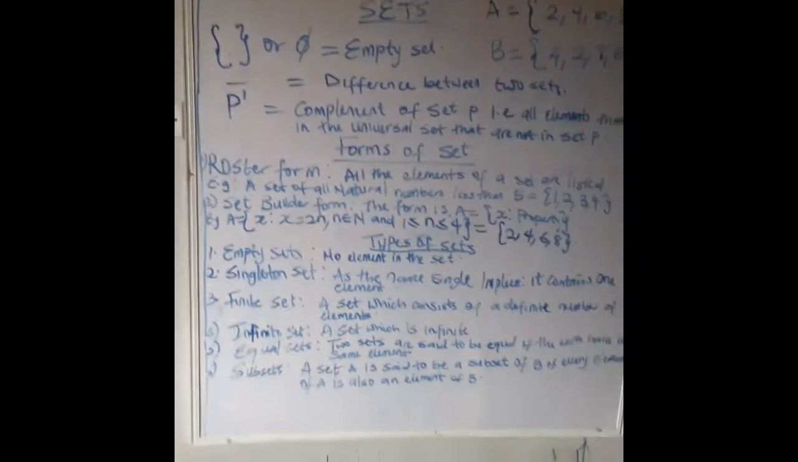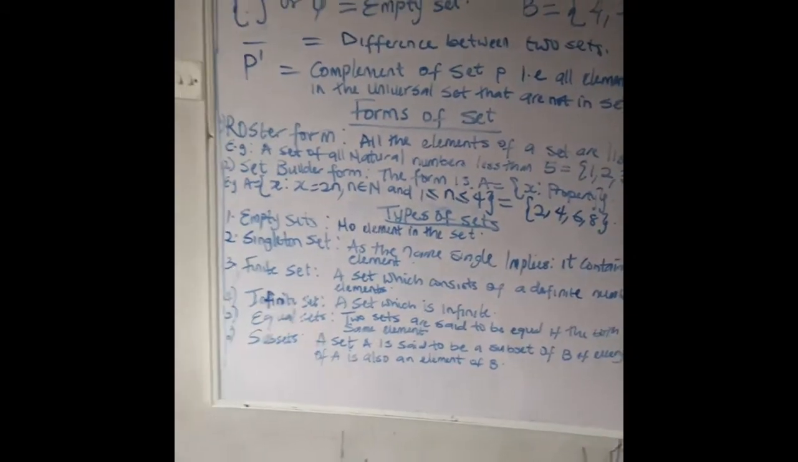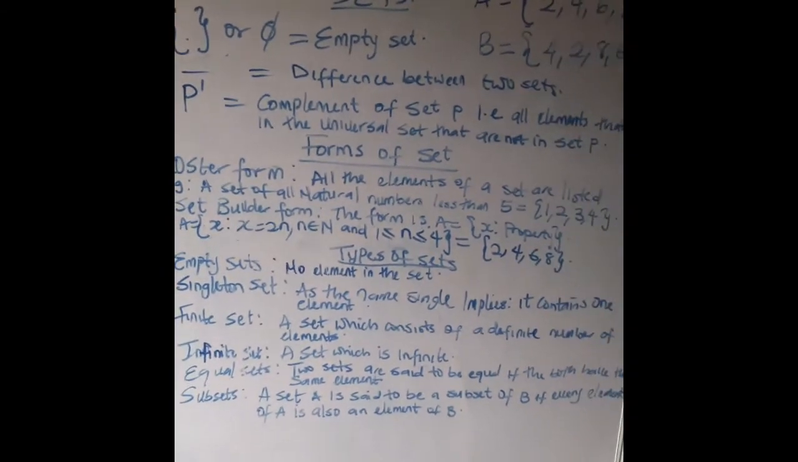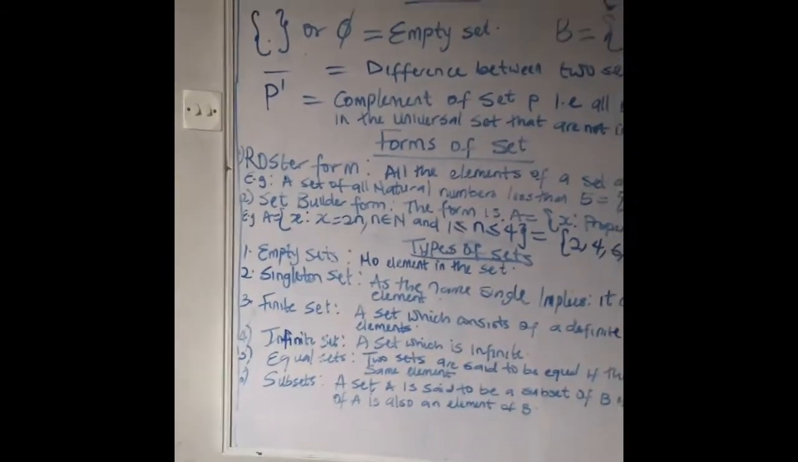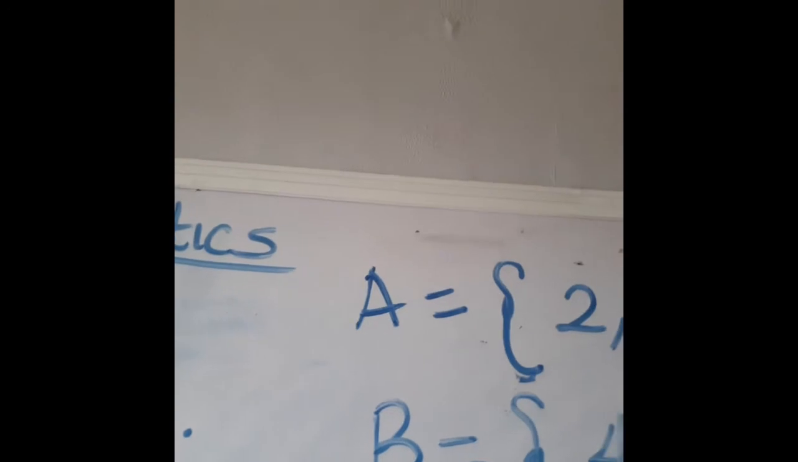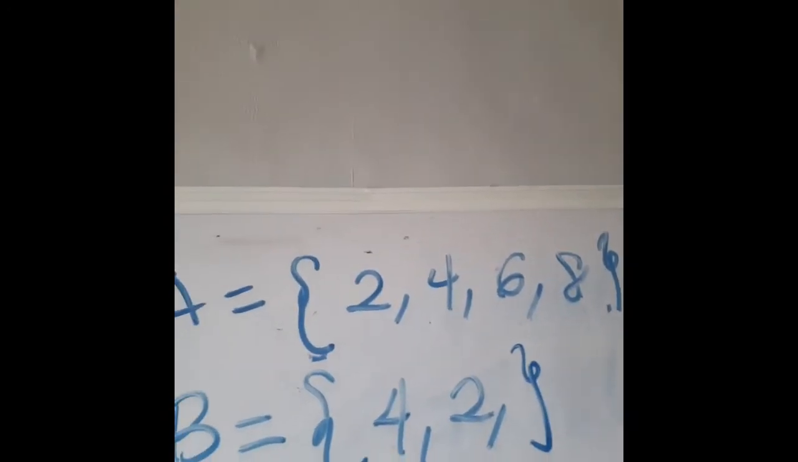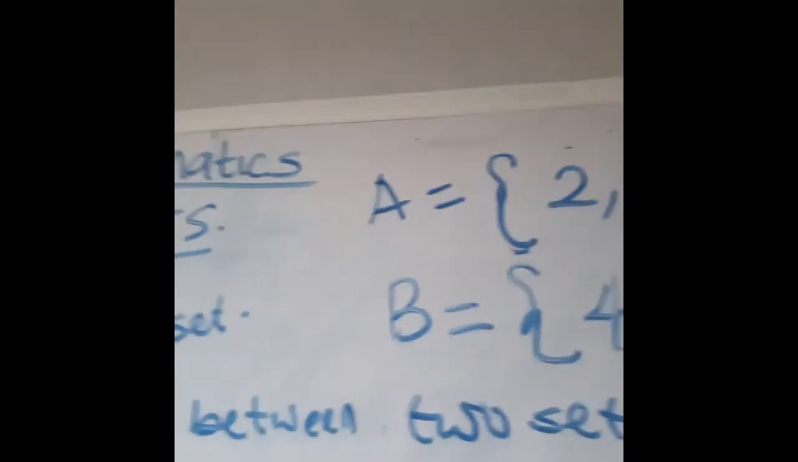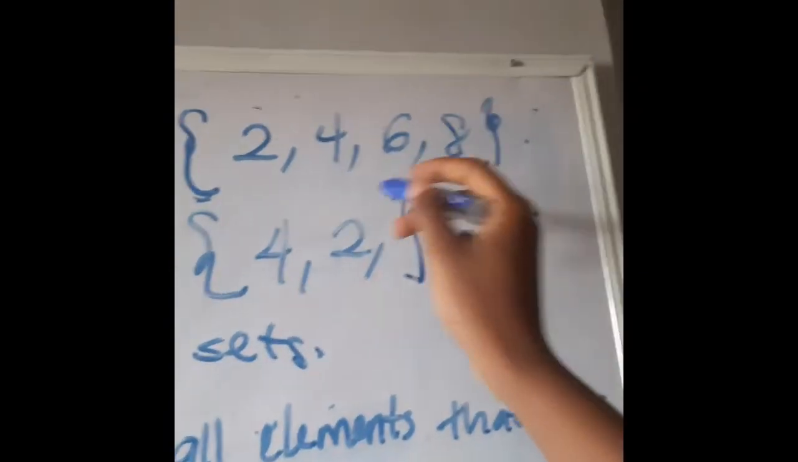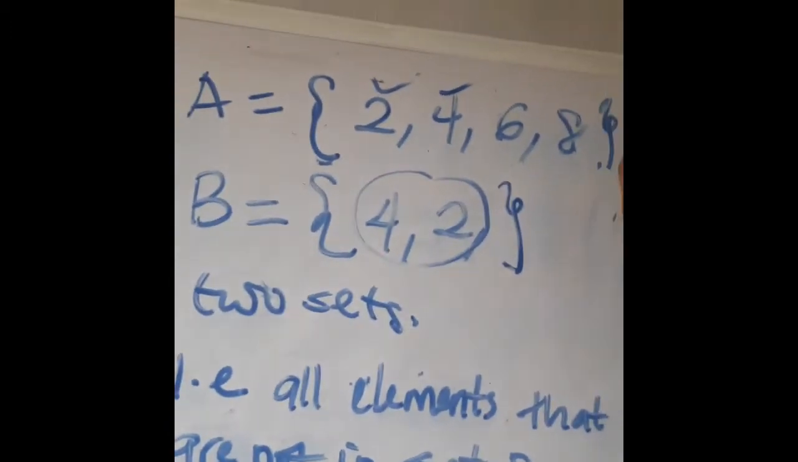And we have subsets. A set A is said to be a subset of B if every element of A is also an element of B. So let's look at the example that I gave now. Let me just erase part of our B. So now we say B is a subset of A because all the elements in B are also found in A. So B is a subset of A.